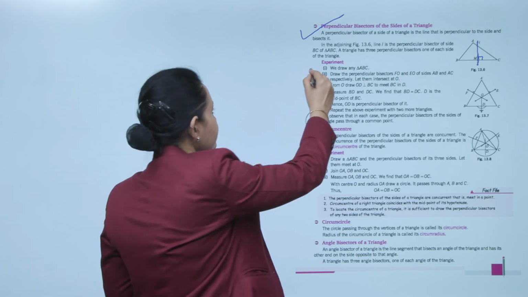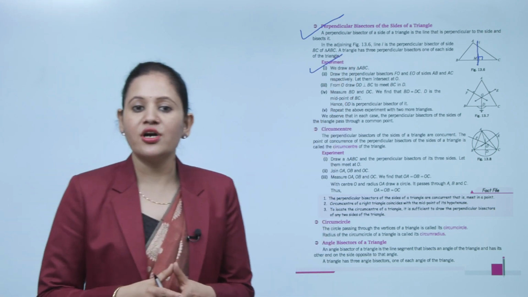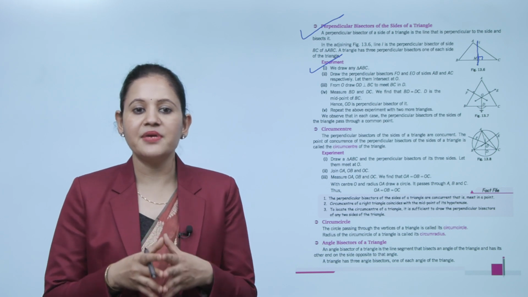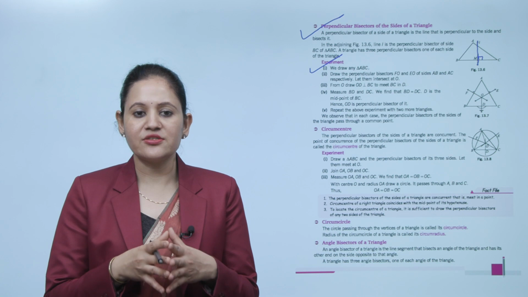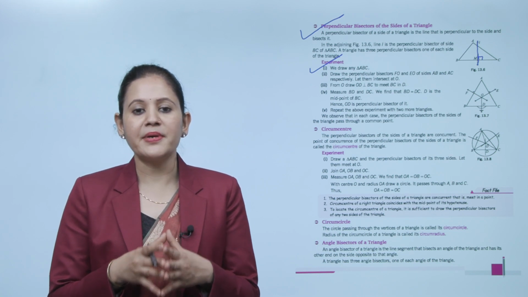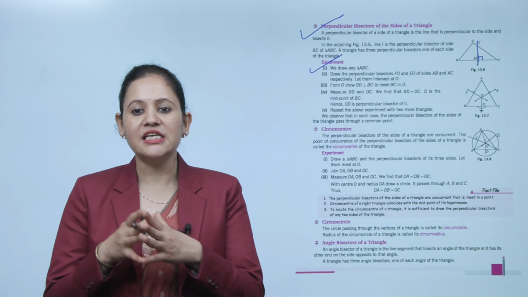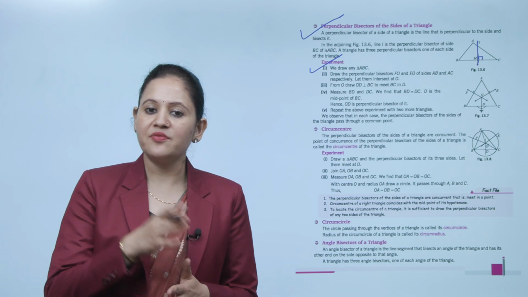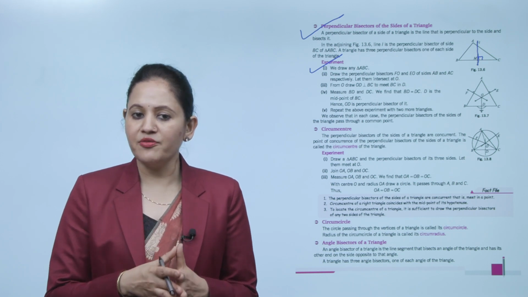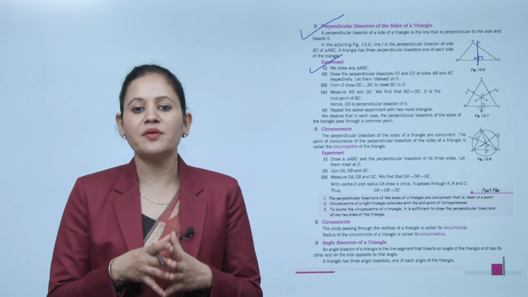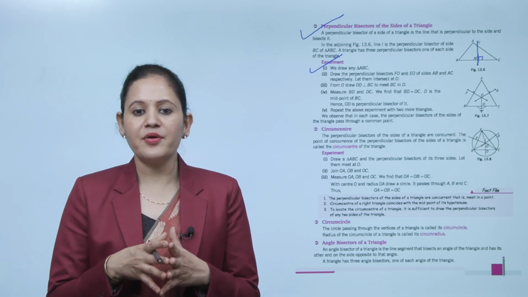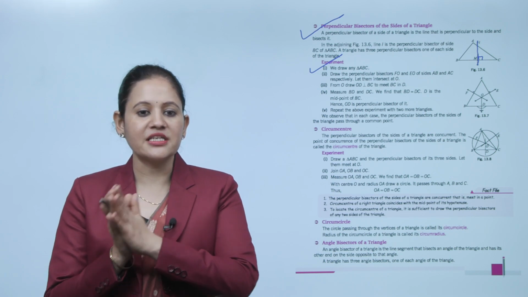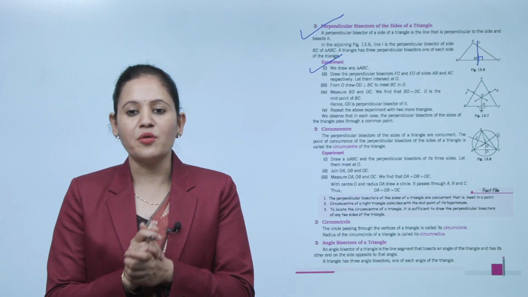Experiment. We draw a triangle ABC. Draw the perpendicular bisectors FO and EO of sides AB and AC respectively. Let them intersect at O. From O, draw OD perpendicular to BC, meeting BC in D. Measure BD and DC. We find that BD equals DC and D is the midpoint of BC. Hence, OD is the perpendicular bisector of it. Repeat the above experiment with two more triangles. We observe that in each case the perpendicular bisectors of the sides of the triangle pass through a common point.